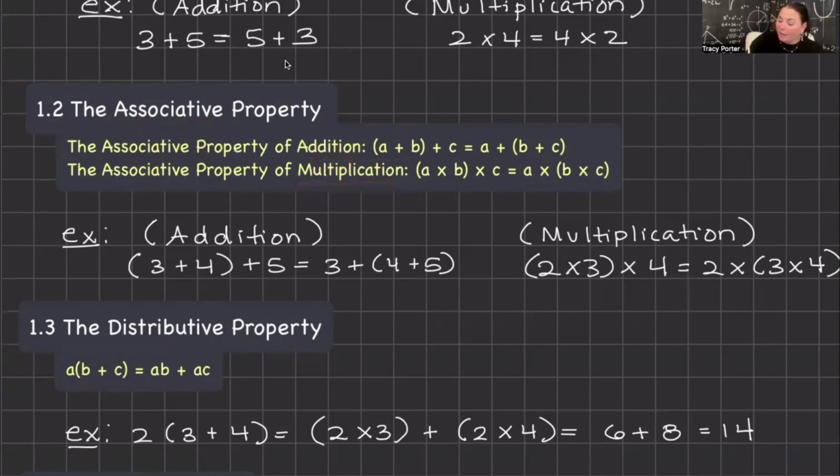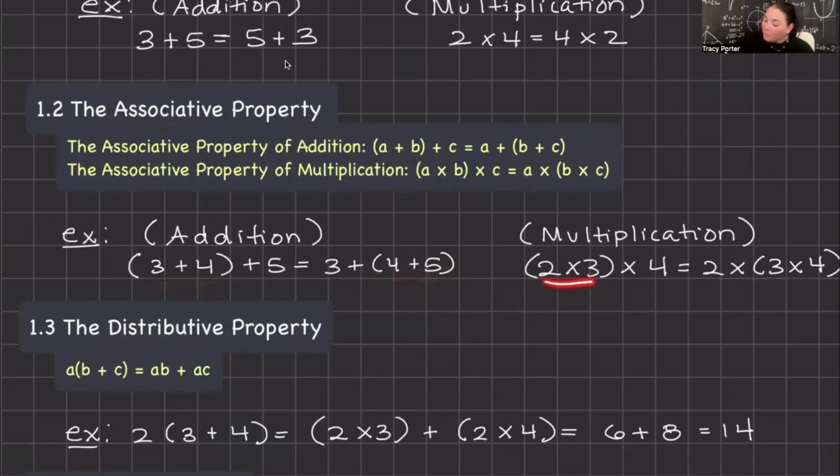So for addition, if we looked at an example, you would have 3 plus 4 plus 5. In the first example, we would group the 3 and the 4 together, and that becomes 7. And then you would add the 5 and you would get 12. Or in this example, let's add the 4 plus 5 first, which is 9, and then add that to 3, and you would get 12. So in either case, you're going to get the same value. The order of the grouping doesn't really matter.